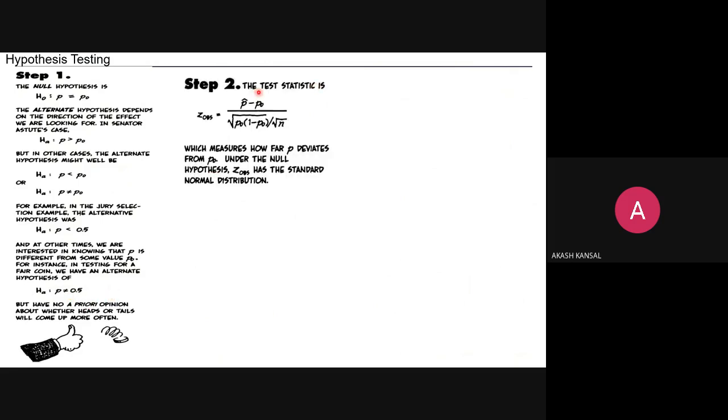Step two is determining the test statistic. Let's say z obs is equal to p cap minus p naught, divided by the standard deviation, square root of p naught times 1 minus p naught, divided by root n. This is the standard error. So this measures how far p is deviating from p naught. It is a z because we have a subtraction term.